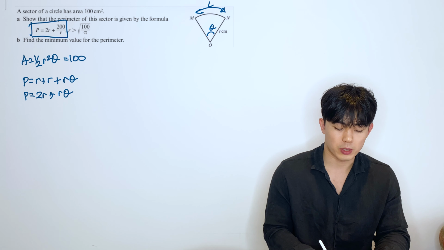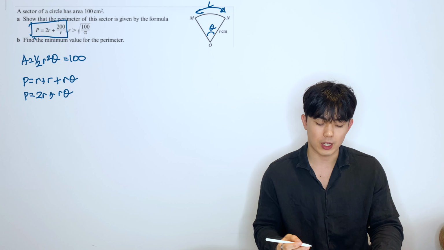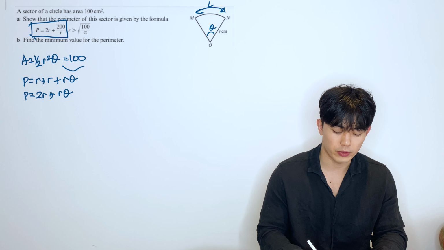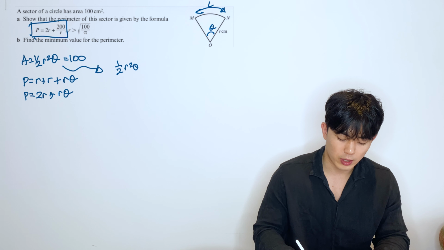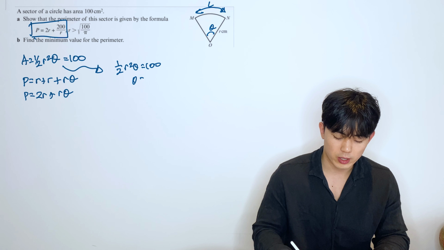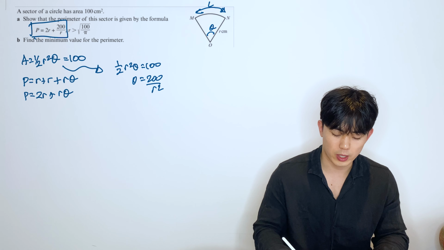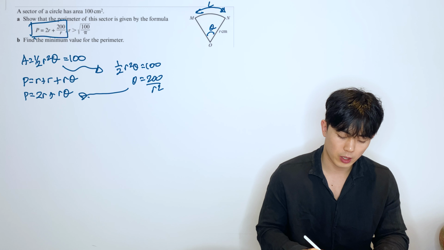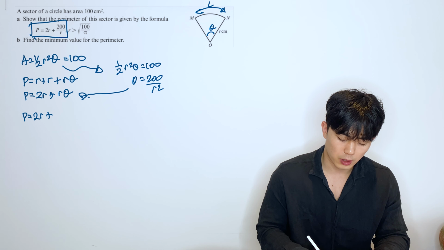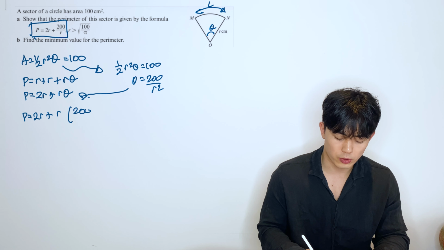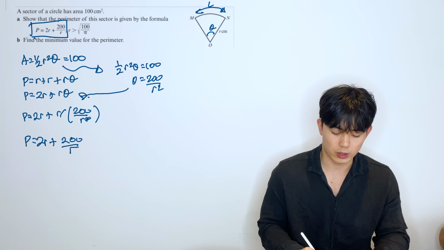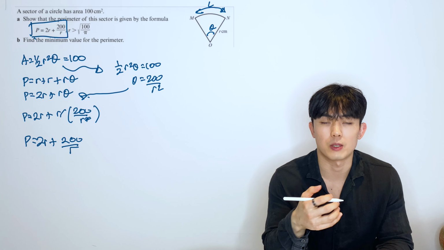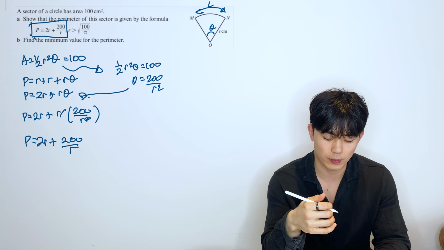Now you look at what they want you to make, and you can see there's no theta value here, right? So we're going to have to substitute the theta value. So from here, rearranging for theta, half r squared theta is 100, so theta is going to be 200 over r squared, which I'm going to substitute into here. So P will be 2r plus r times 200 over r squared. Cancel, cancel, and you're left with P is 2r plus 200 over r. Okay, so just think about what variable they do not have in that equation.